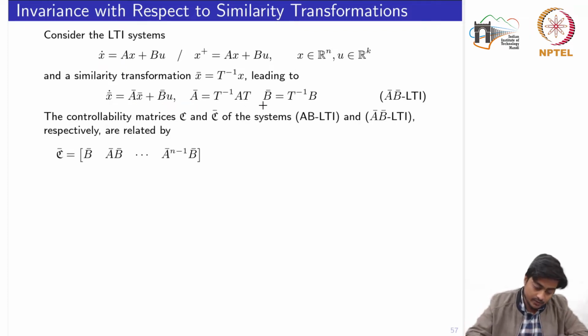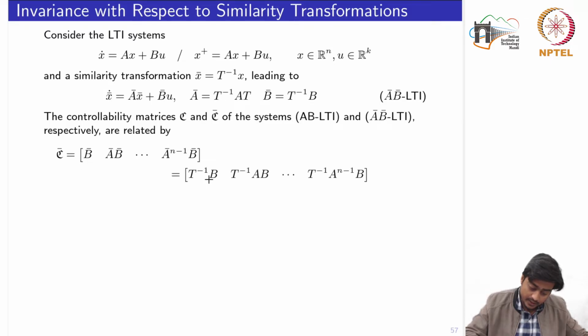Now we will compute the controllability matrix for both the systems. So this is the controllability matrix of the pair A bar B bar, where we have used all the matrices with the bar overhead. Now in this part we will replace B bar and A bar by these two equations into this controllability matrix. Then you would obtain T inverse B, T inverse AB, and similarly up to the n minus 1. Okay, now since T inverse is common in all these matrices, I can take a T inverse outside, and the remaining part, if you see carefully, is nothing but the controllability matrix of this AB pair. So I can write it as T inverse times the controllability matrix of this pair AB.